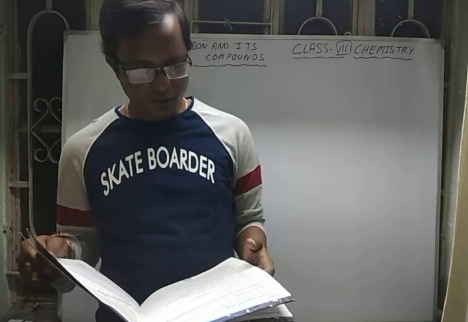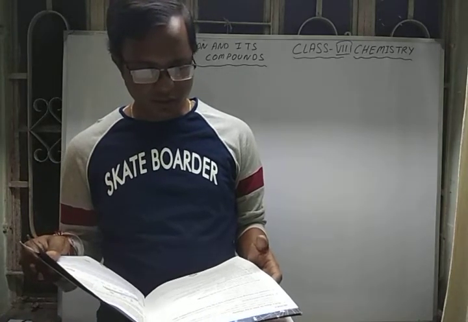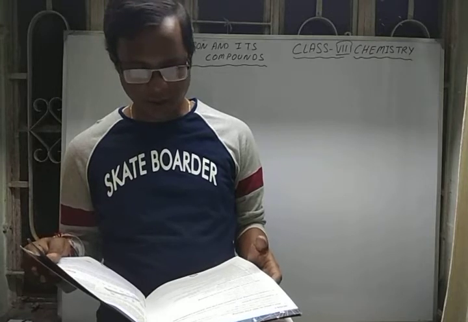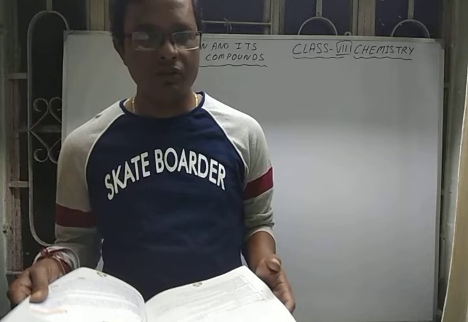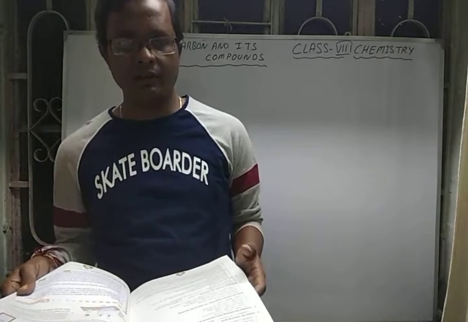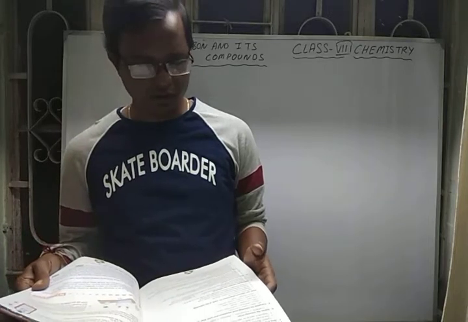So these are the few questions. After that, mention two amorphous allotropic forms of carbon and give one example. You can write amorphous forms such as wood, coal, charcoal, lamp black, anything you can write, and you can give one example of each also.